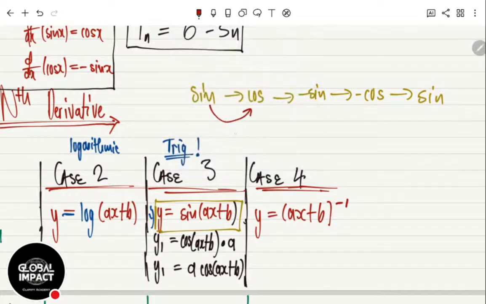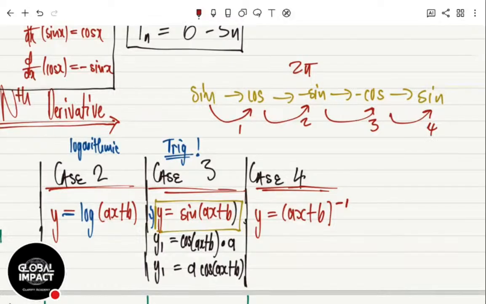Number 1, number 2, number 3, number 4. 4 times. When we differentiated 4 times, we went back where we started. So now we are back at sine. So when I differentiate 4 times, I have gone through a complete revolution. I am back where I started. And a complete revolution is 2 pi. So that means when I differentiate 4 times, I have gone through 2 pi.